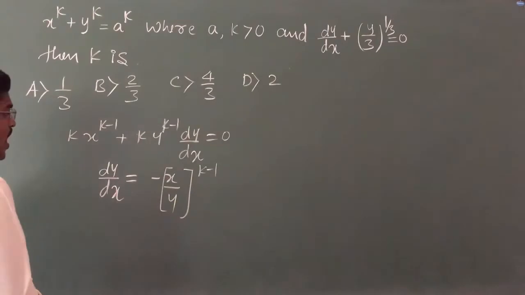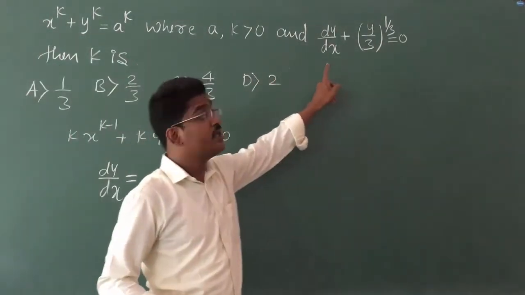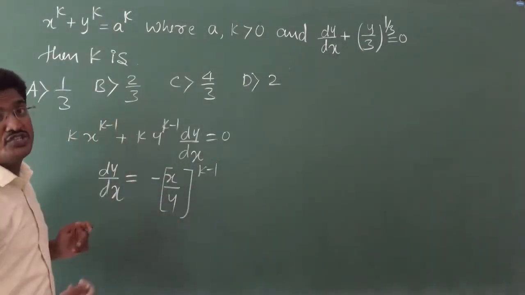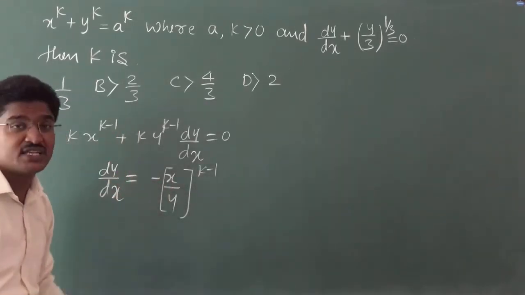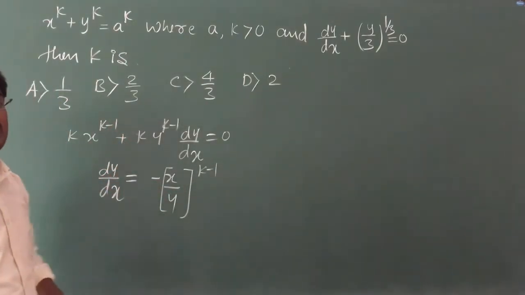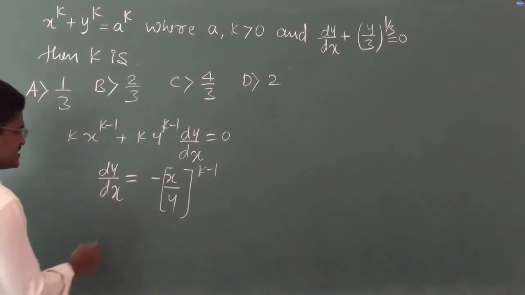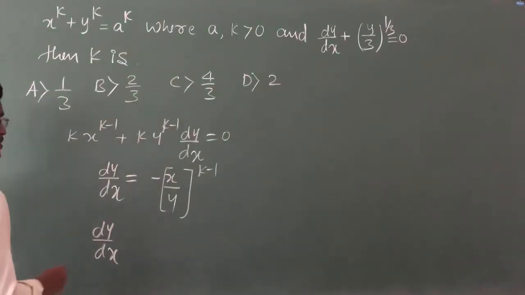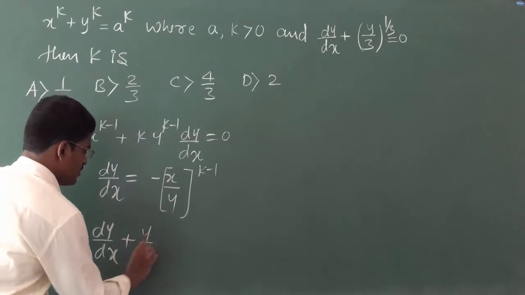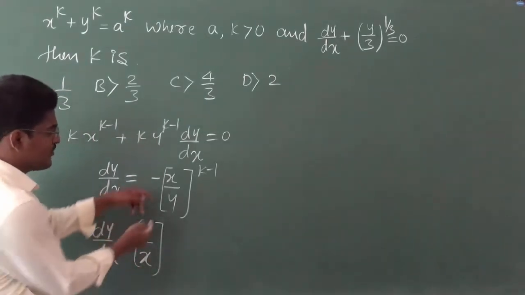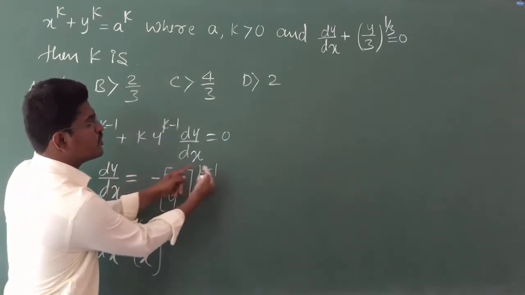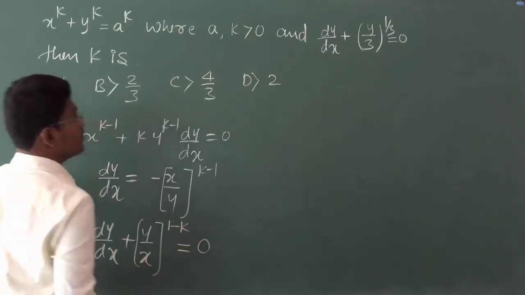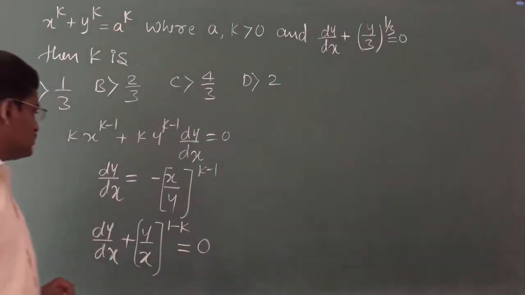Clear? So now see this differential equation and see this. There you are having y by x, here you are having x by y. I am building the relation between these two. That's why I will take it as y by x. If I take it as y by x, what are you going to have? You are going to have dy by dx plus y by x whole to the power of, if I write by exchanging the terms, these two terms will change. So it will be 1 minus k, equal to 0.